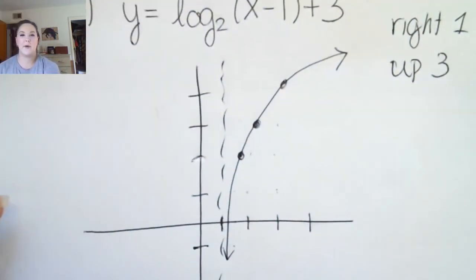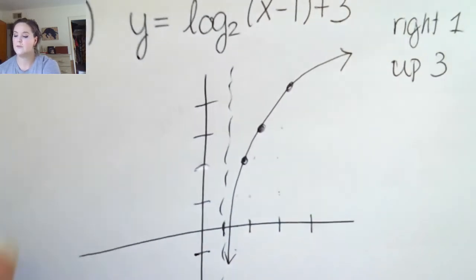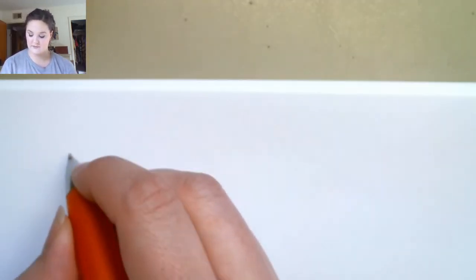So this is what my graph looks like. Same shape, just moved over and up. All right, let's look at some graphs with a natural log base graph.